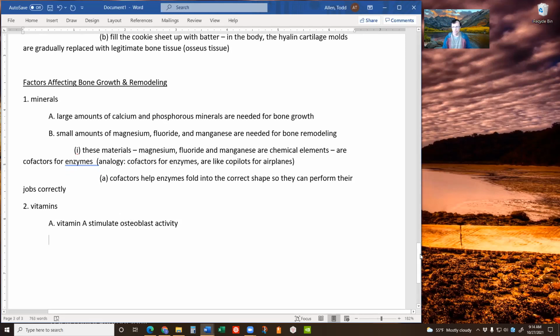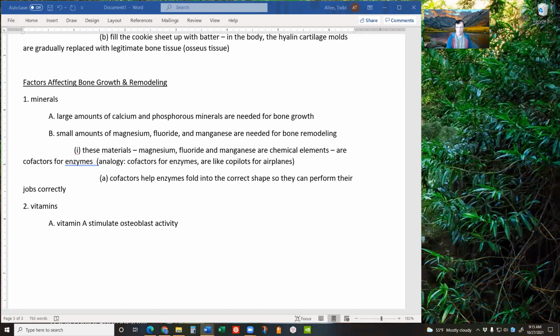Question in the chat window. Here we go. If you are deficient in vitamin A, would you expect to have a problem performing bone deposition or bone resorption?